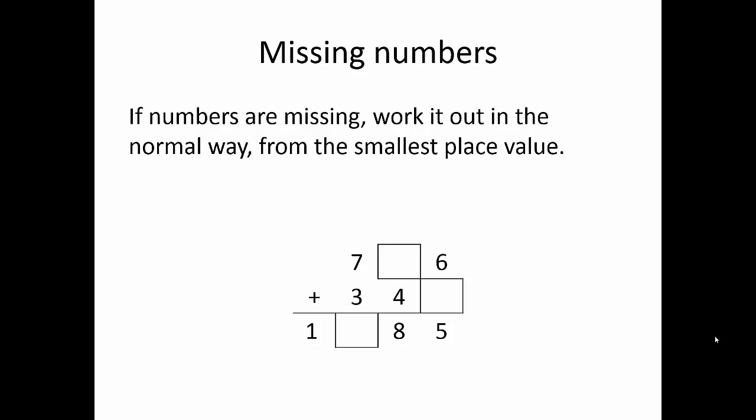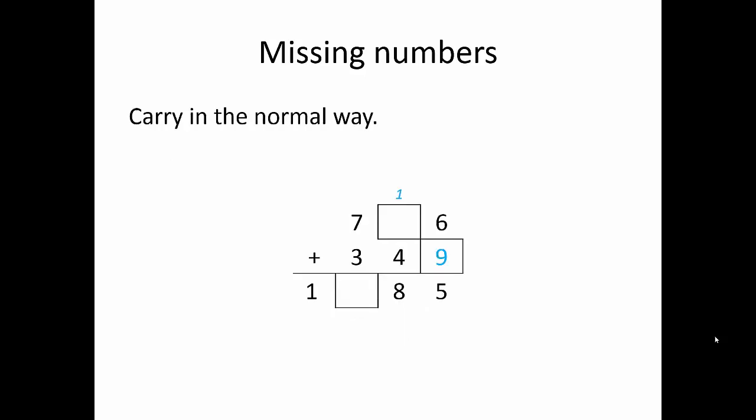If numbers are missing, we need to work it out in the normal way from the smallest place value. So looking at our example, I need to look at the smallest place value first. 6 plus something gives me 5. So I need to ask 6 plus what gives me an answer ending in 5. Well, 6 plus 9 is 15, so I put 9 in the square. Because it comes to 15, the 5 will be written down and the 1 carried. I must carry this 1 as normal.